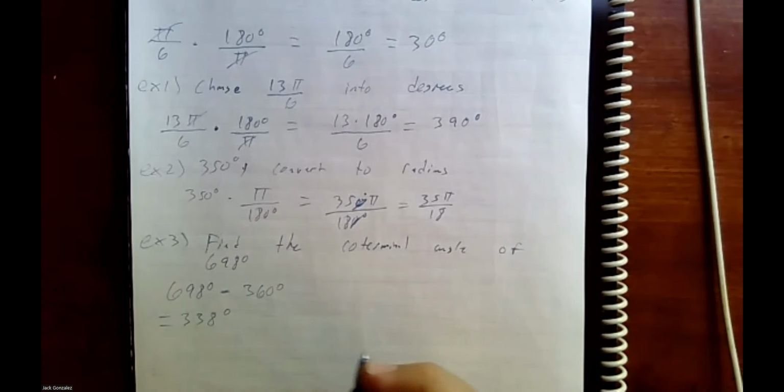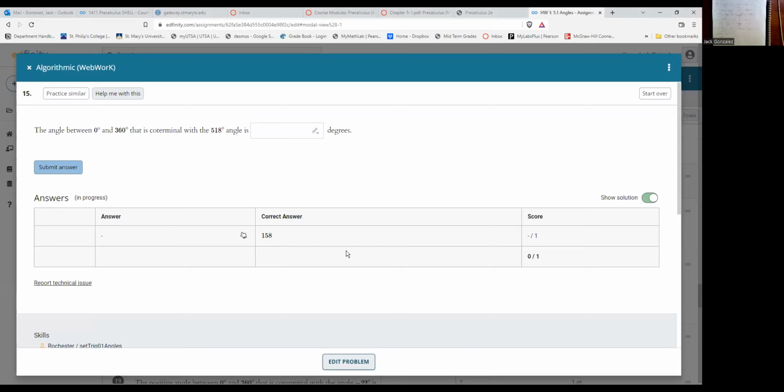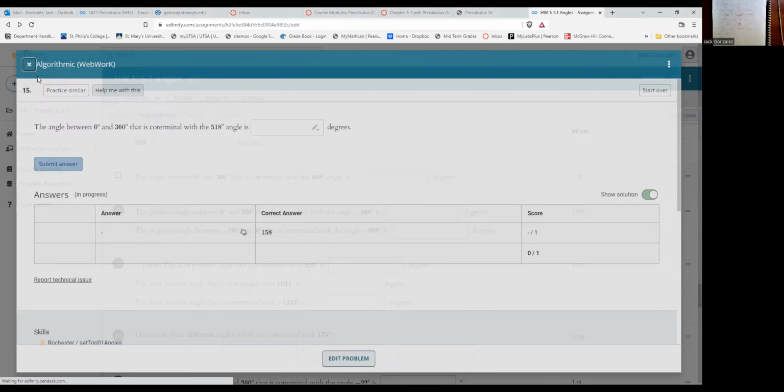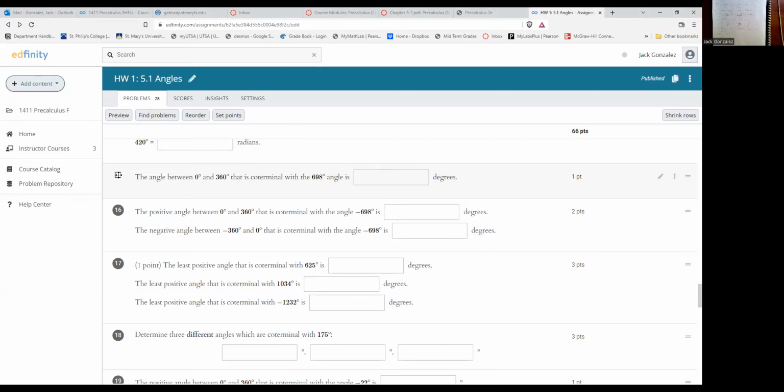a coterminal angle that is between 0 and 360. That was their requirement. So if you notice that it's already bigger than a full revolution, just subtract it. You'll always get a coterminal angle. Now, if it's smaller than a full revolution and you subtract, well, you're just going to get a negative, which is still a coterminal angle. So this would be, let's see here. That's wrong. Oh, they just give me a different one. It's fine.